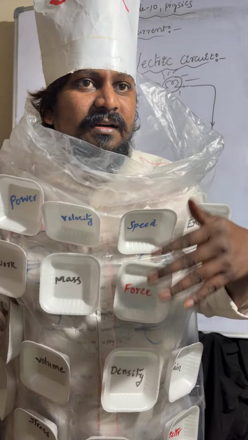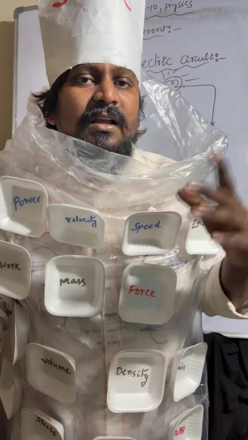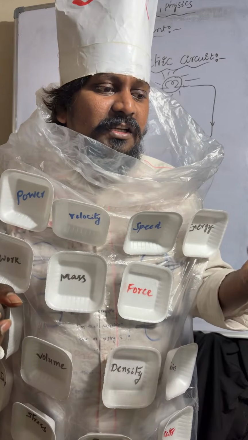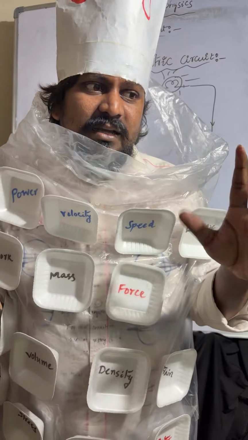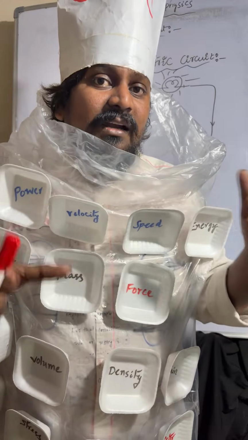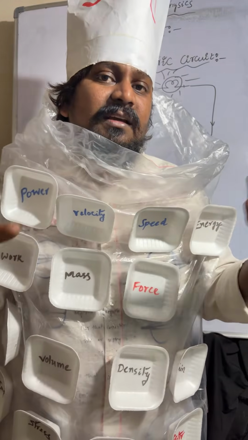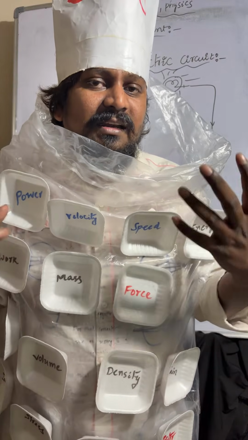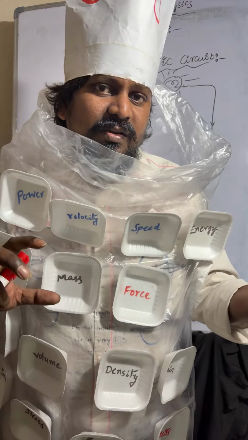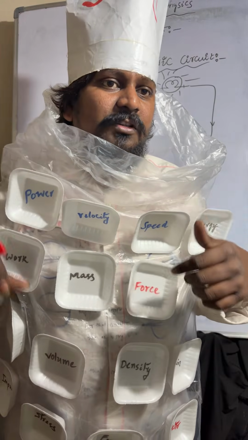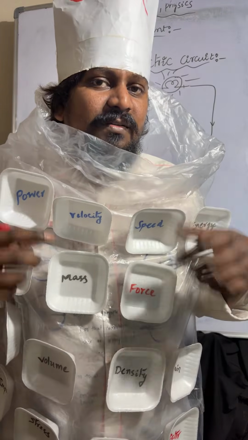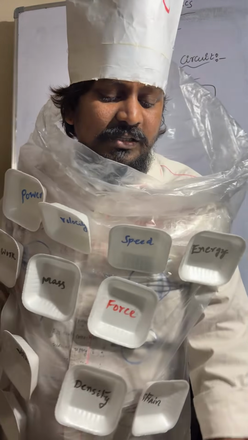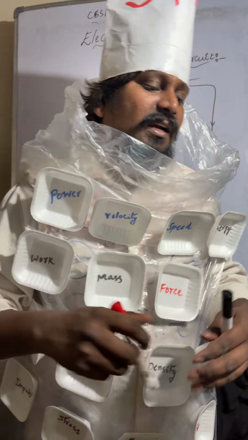Conventional current and electric current. So this is about an electric circuit. The electric circuit definition: a closed and continuous path of an electric current is known as an electric circuit. Conventional current is the flow of positive charges, the movement of the positive charges. Electric current is the flow of electrons. I hope it is very clear.